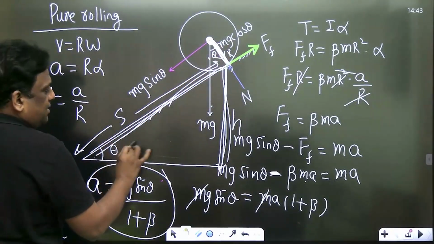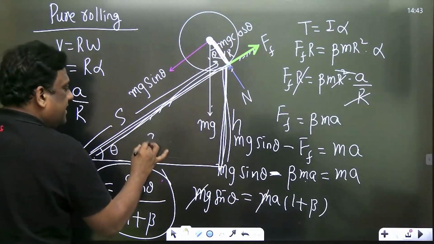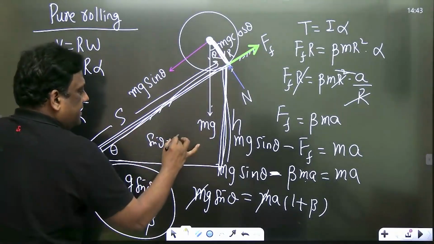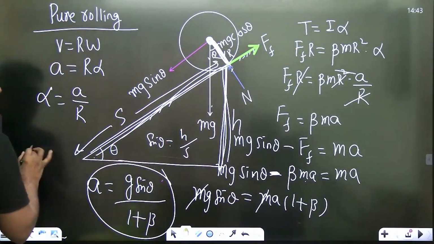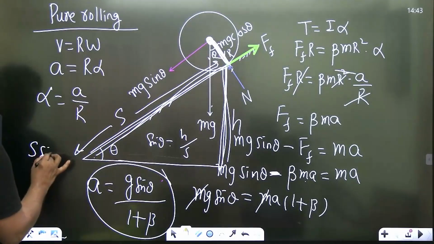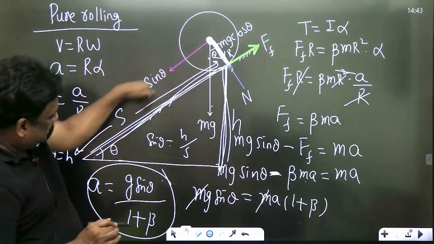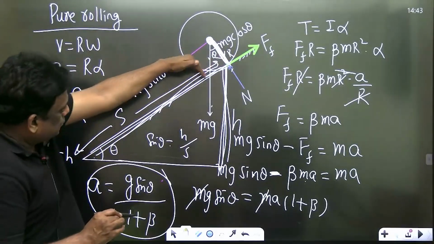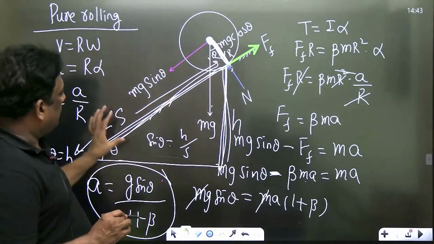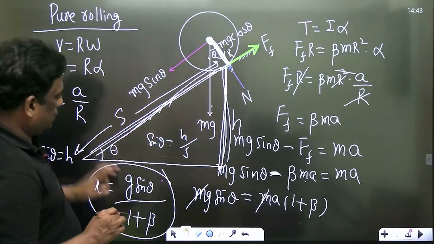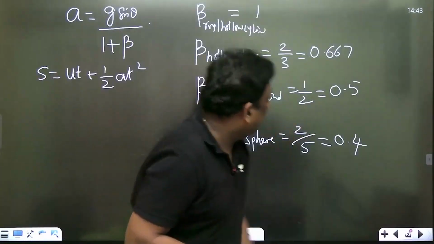So is there any relationship between s and h? Yes. sin θ = h/s, or s sin θ = h. I repeat. It is sliding by this distance. This is the displacement covered by the object, and the vertical height is h. So sin θ is h by s.